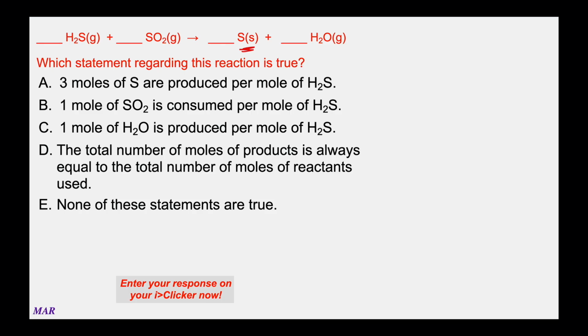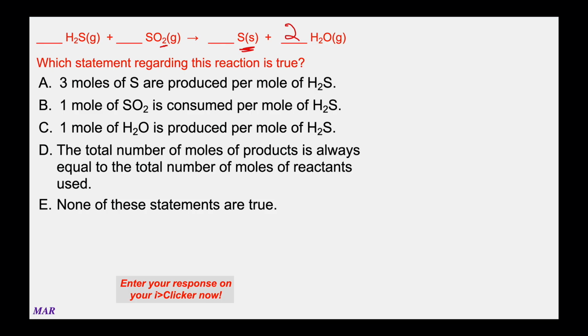So for this one, when I look at this with my eye, I see, aha, SO2 has 2 oxygens, and oxygen is only in water. So I would start by putting a big 2 right there, because that will make the oxygens balance. So oxygen is done. Now I'm going to work on hydrogen, and you can see by putting the big 2 there to balance the oxygen, we now have 4 hydrogens.